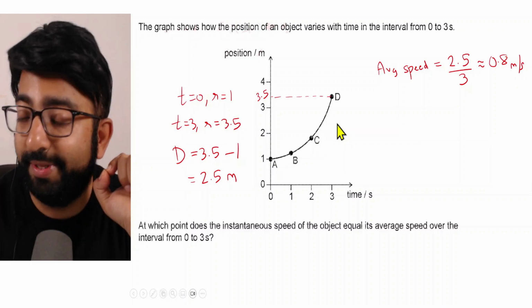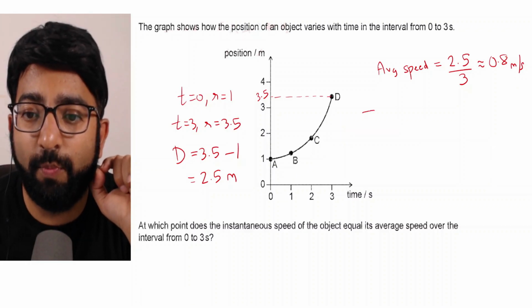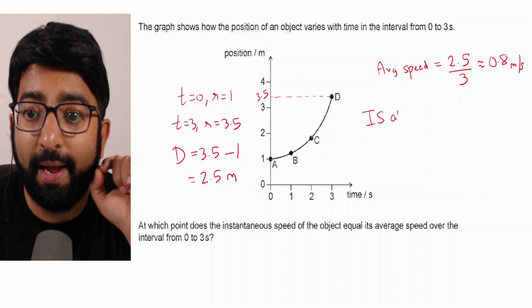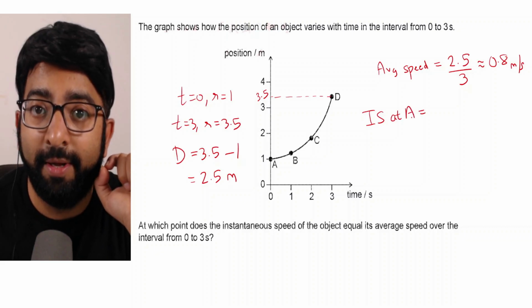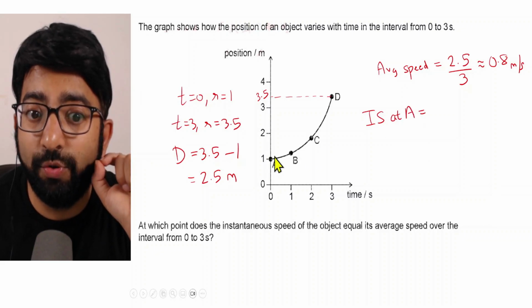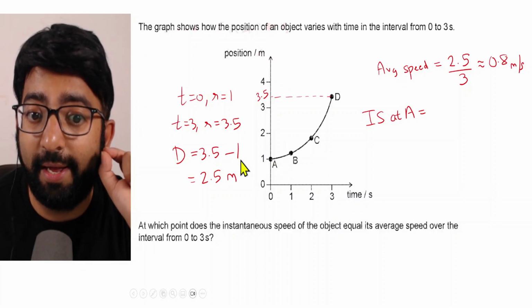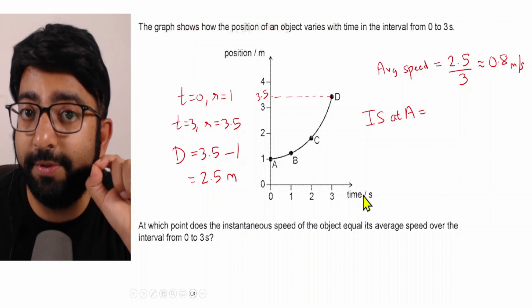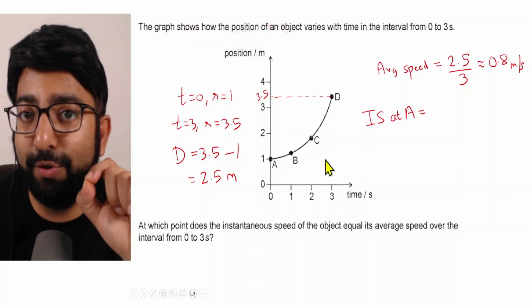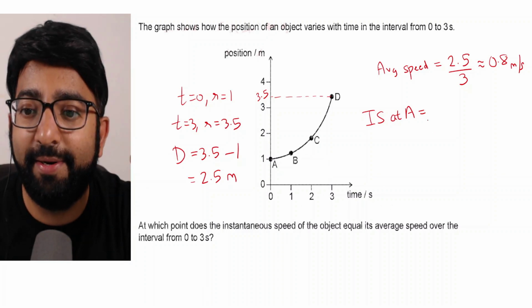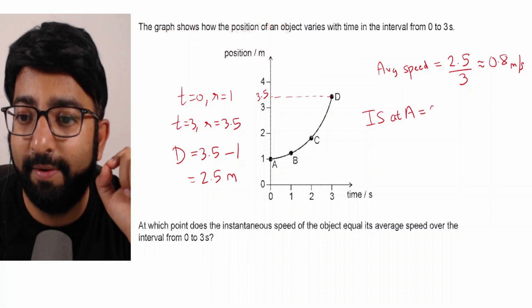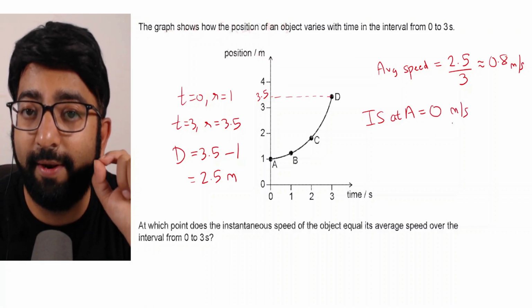Let us try to find out the instantaneous speeds at various points. So, instantaneous speed at the point A, what will that be? So point A is over here. If we draw a tangent, it will go parallel to the time axis. The angle which the tangent makes with the x-axis will be 0, and hence the gradient will be tan 0, which is 0. So instantaneous speed at the point A, we can write, is 0 meters per second.